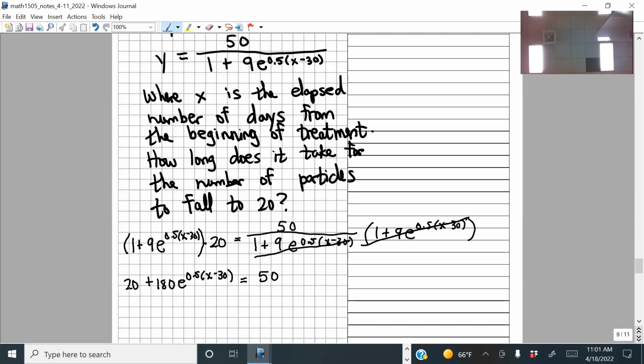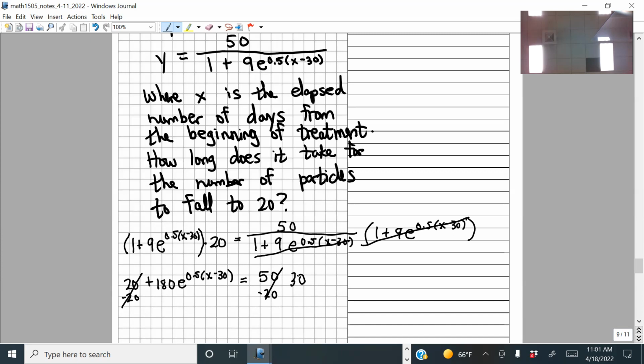So, well, how do I move the 20? Yeah, just subtract 20 from both sides. So that's easy. Subtract 20 from both sides. And so when you do that, of course, the 20 is going to disappear, right? And on the right-hand side, you're just going to get 30. So you have 180 times e to the power is equal to 30.